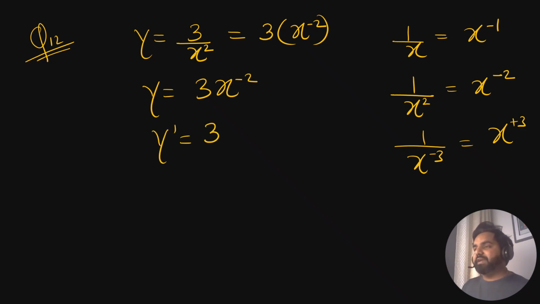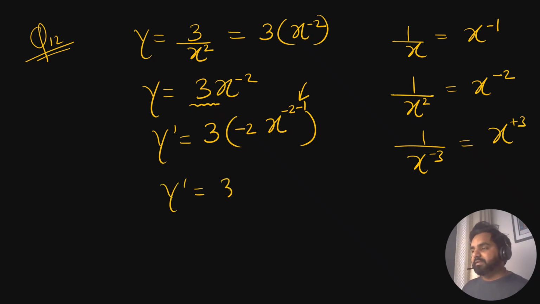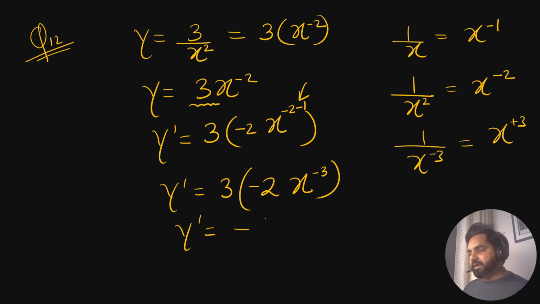We don't have to do anything with this 3, and then we'll just try to differentiate x to the power minus 2. So minus 2 will come here, and x to the power minus 2 minus 1, because the power gets reduced by 1. So your final answer would be 3 times minus 2 x to the power minus 3. Let's further simplify this. This will become minus 6x to the power minus 3.